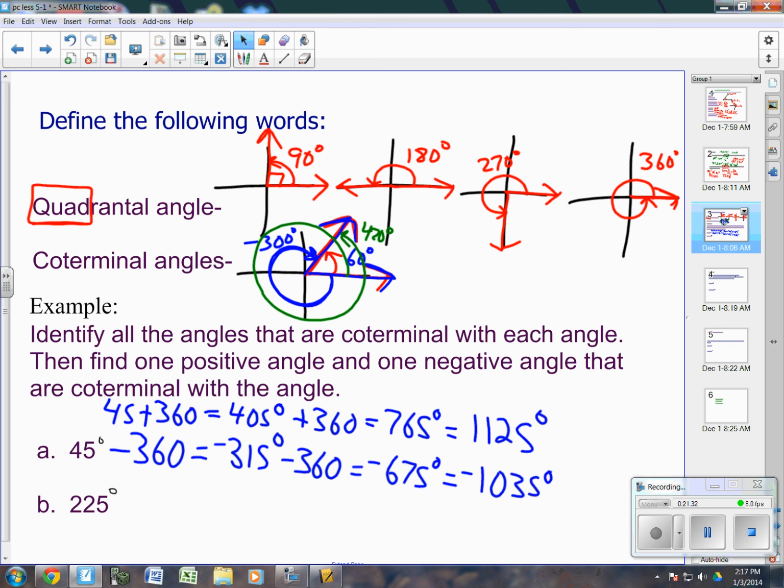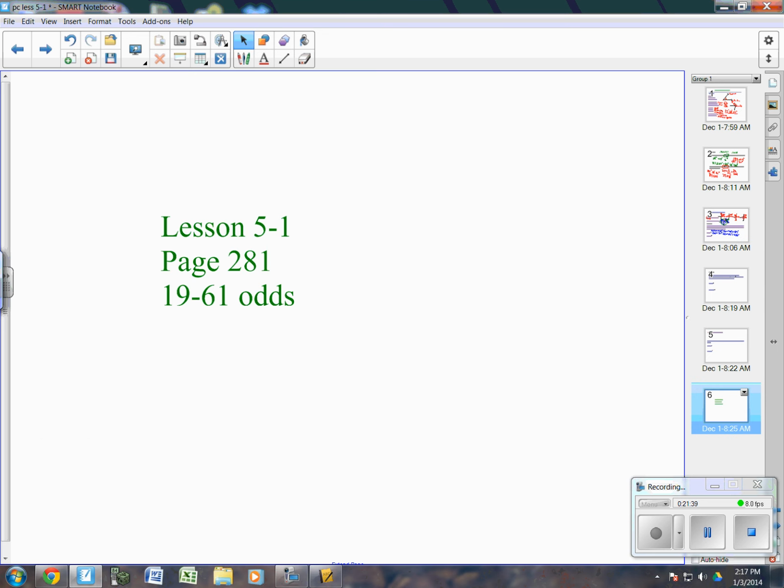Right now? Okay. Yeah, there is an assignment. I'm going to flip to the assignment for him. In fact, everybody, write down the assignment right now. Lesson 5-1, page 281, 19 through 61 odds.